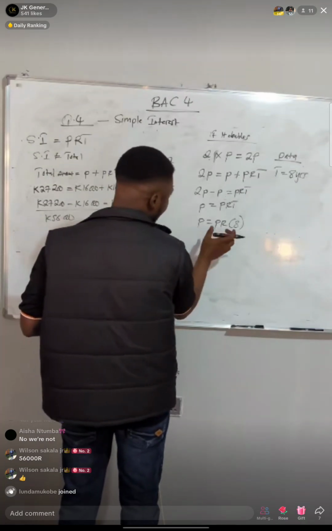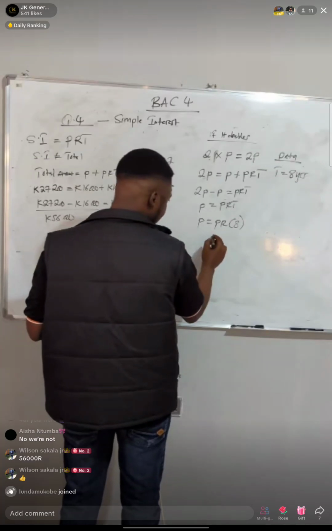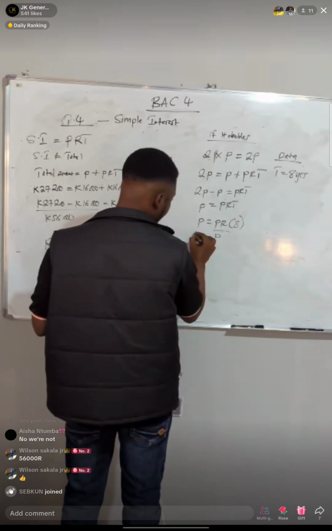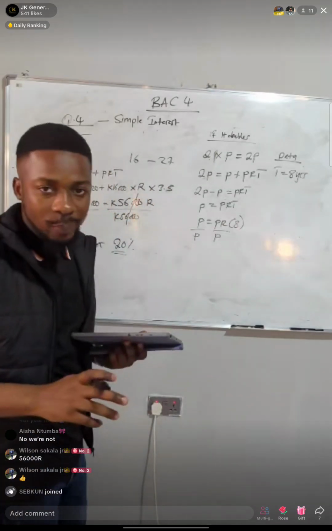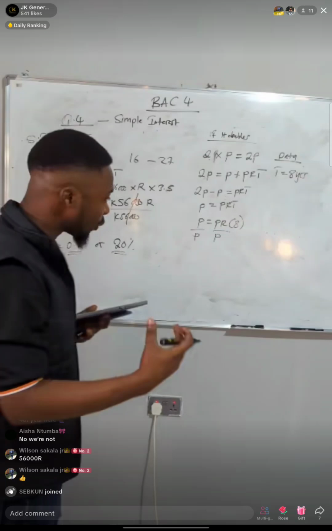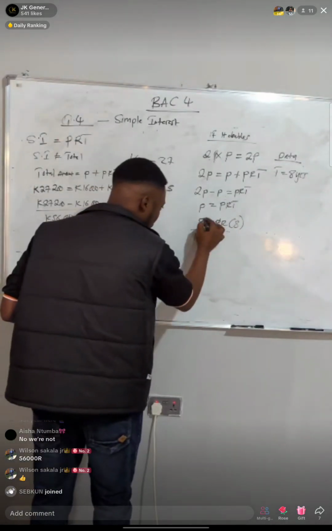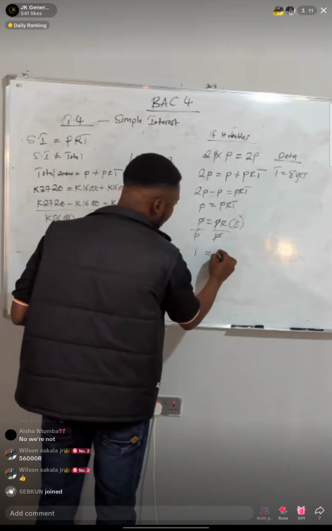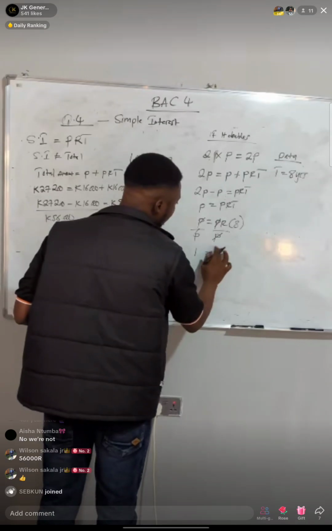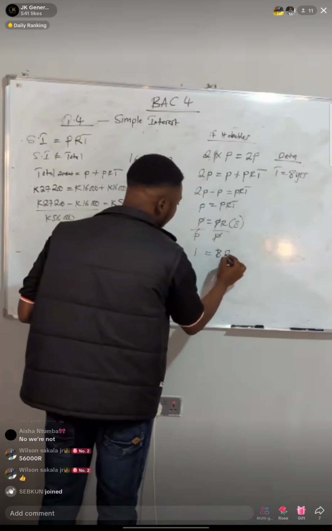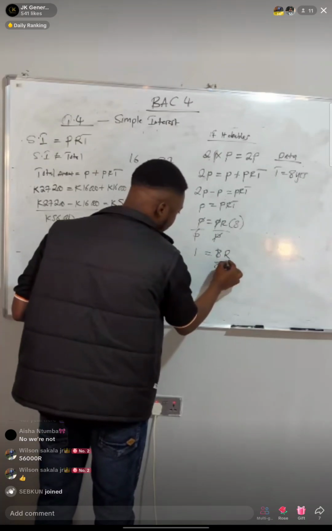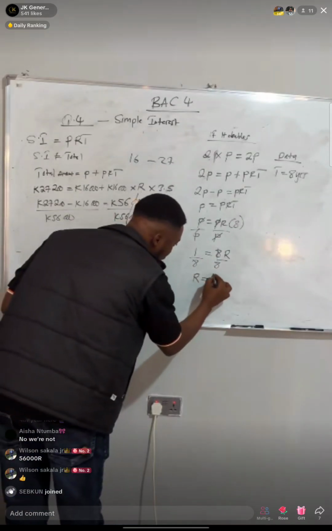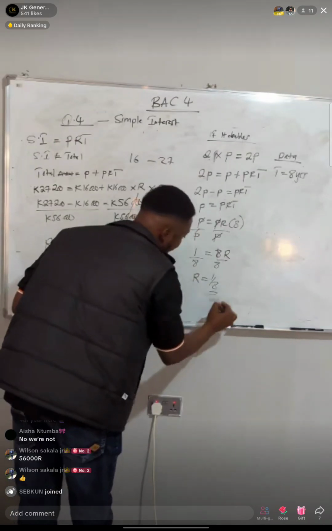There's no other information given. And from here, we proceed. You have to get rid of this, over P over P. So when it comes to math, always ensure that you make it simple for yourself, for you to be able to solve. So you cancel, here will be 1, which is equal to 8R, so over 8, so this will be R is equal to 1 over 8.